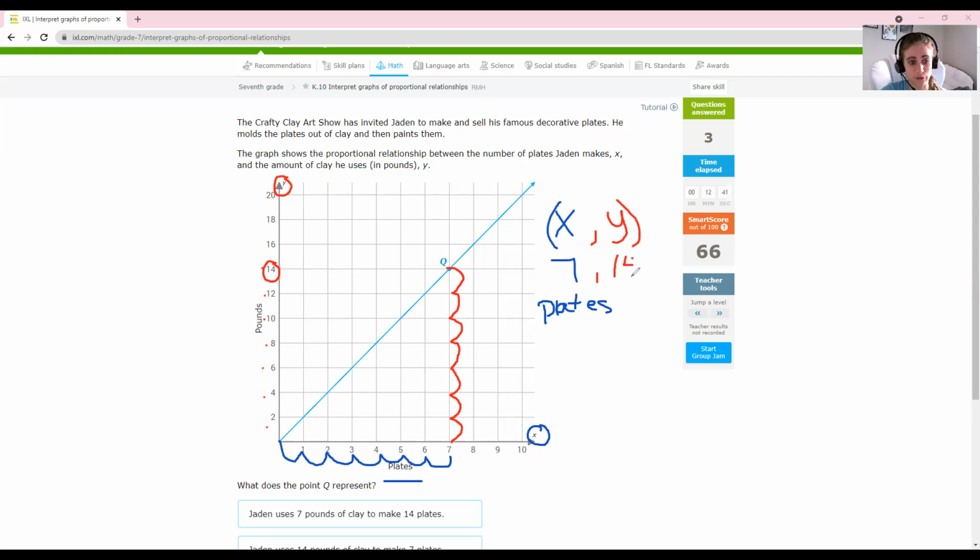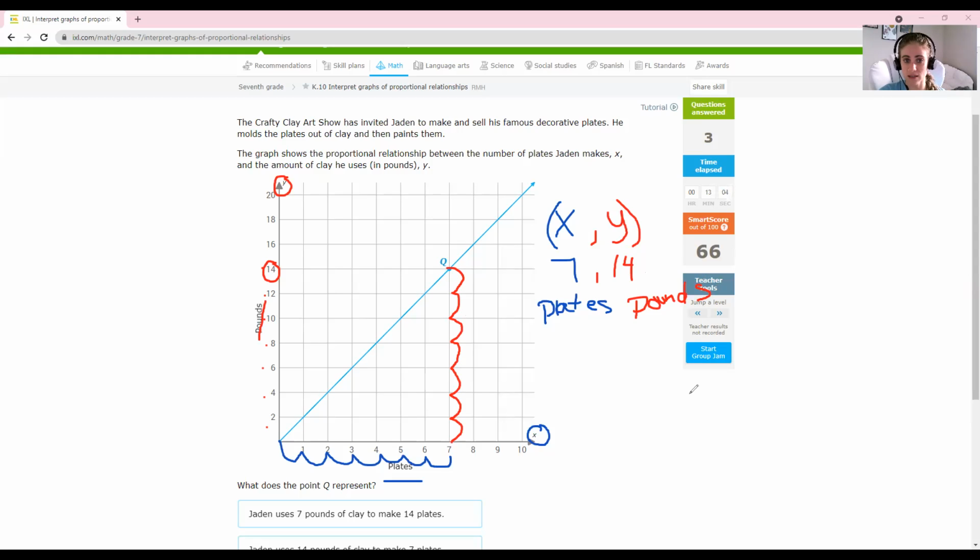So be careful of that, guys, because I even made that mistake. It's easy to just assume that it's counting by 1s, but sometimes they could count by something else. And 14, our label is pounds. So we found our ordered pair. So the point Q is the ordered pair (7, 14).